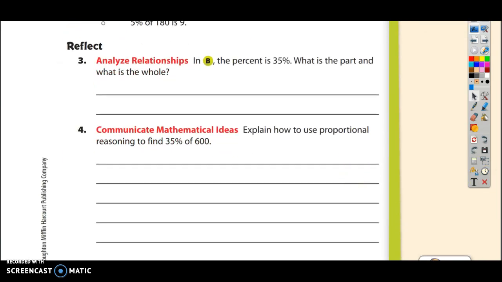Question 3 reads, in B, the percent is 35%. What is the part and what is the whole? Well, if you think about a fraction, the part is the numerator, and the whole is the denominator. The part would be the 35, and the whole would be 100. So it's going to be 35 hundredths. It's that simple.